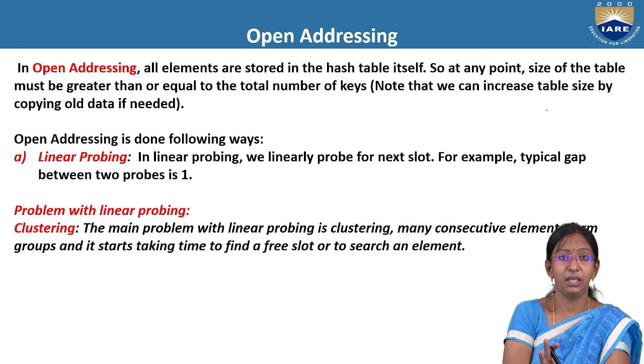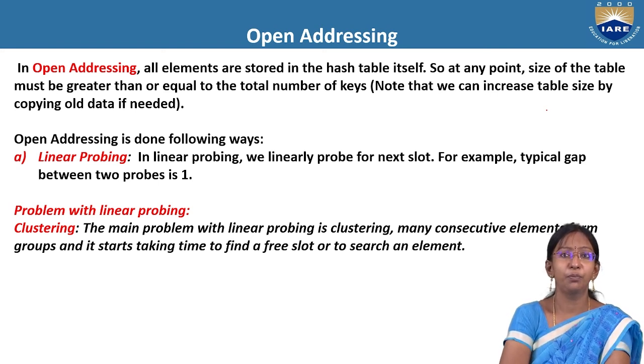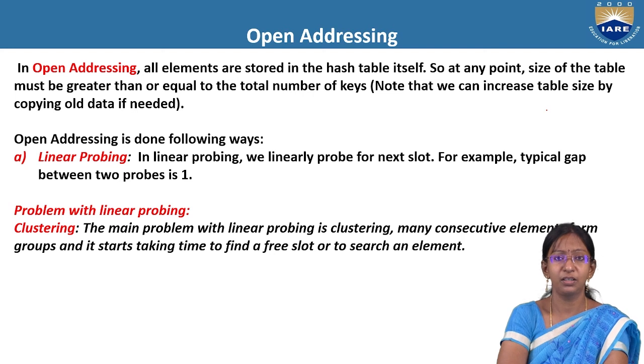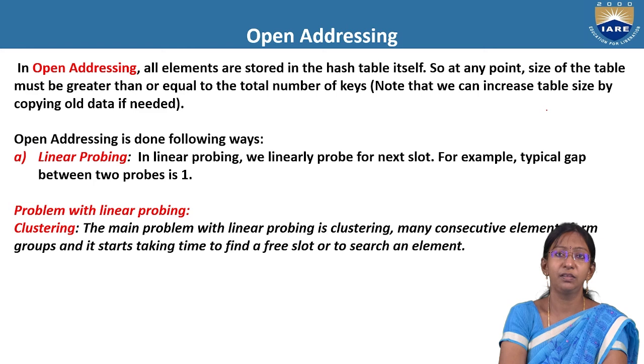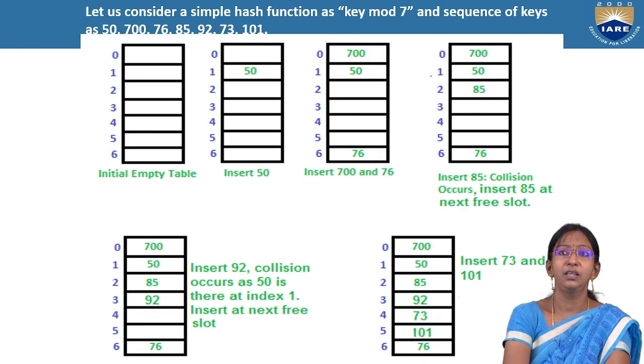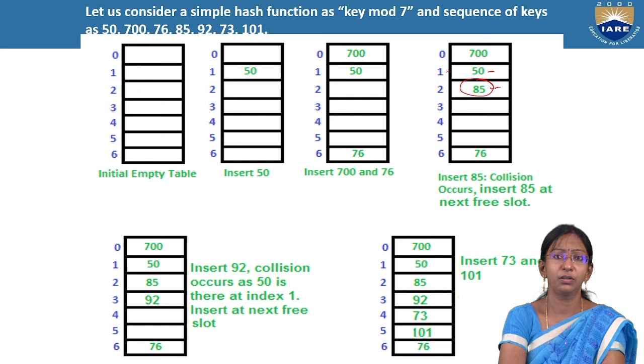There are 3 types: linear, quadratic and double. In linear probing, very simple. If you find a cell or a block is already filled, a collision occurred, go to the very next consecutive cell and fill the data. That is linear probing. Have a look. The story is fine till you reach 85. It collides at index value 1. As it is already filled with 50, send it to the next cell. So it went to index value 2 and sat there.